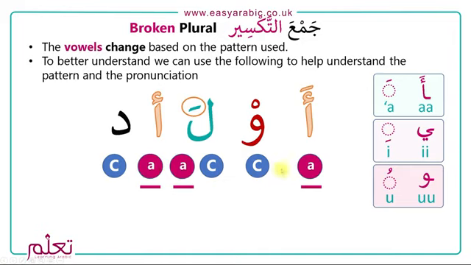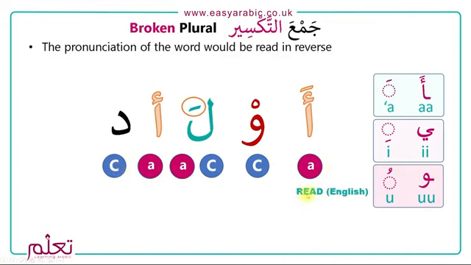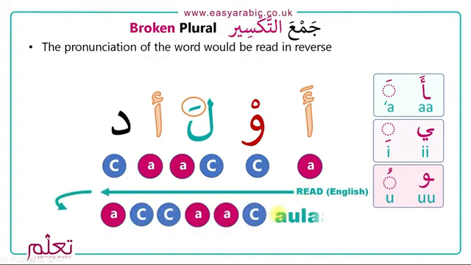Okay, so when we come to read this, this is the pattern that's going to be used, but when we read it in Arabic, we're going to go backwards. When we read in English, we will take it the other way around. So it's a, c, c, a, c, which becomes awlad. Now I'm going to go through each one of these patterns. I'm going to show you how we identify the root letters, and then I'll show you how the pattern works. Okay, so here we go.